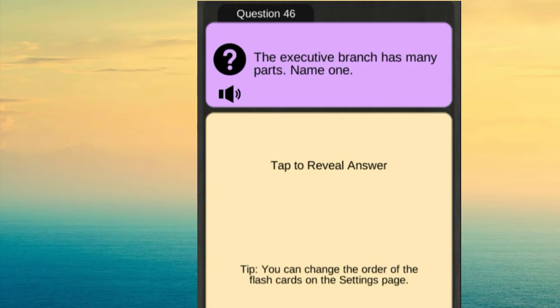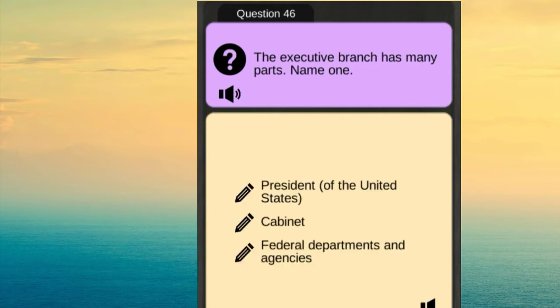The executive branch has many parts. Name one. President of the United States. Cabinet. Federal departments and agencies.